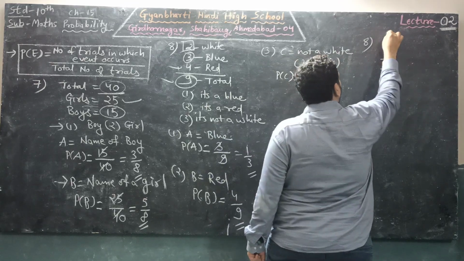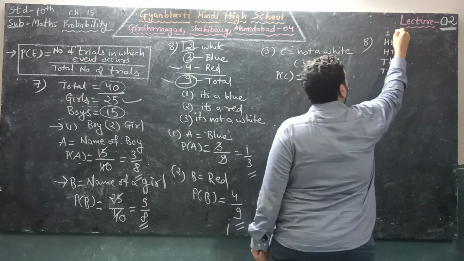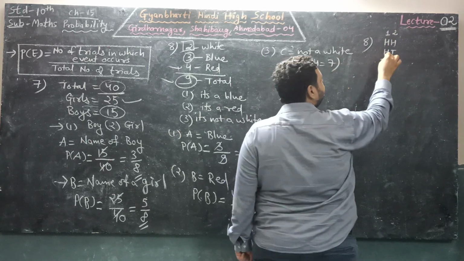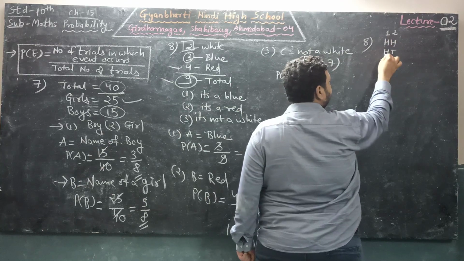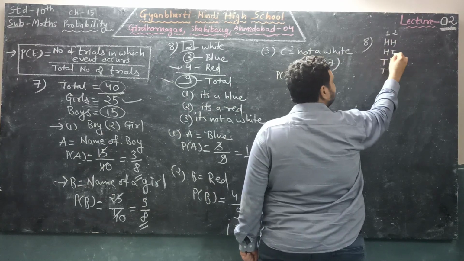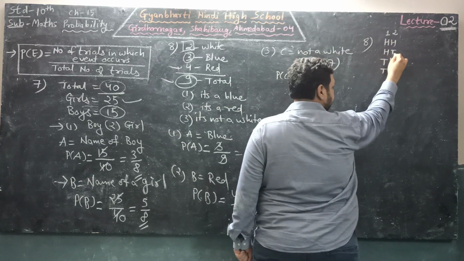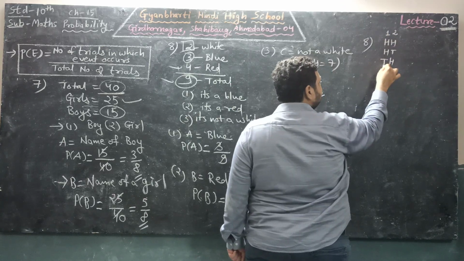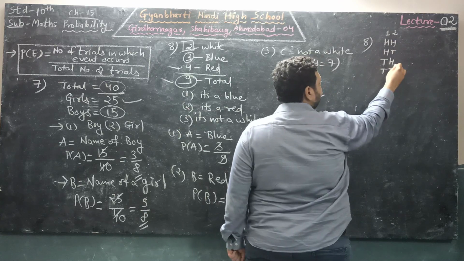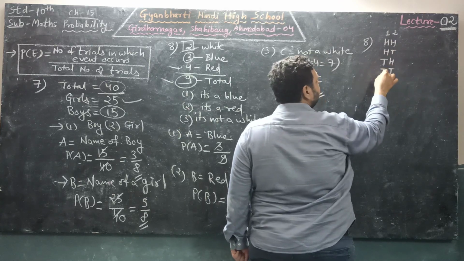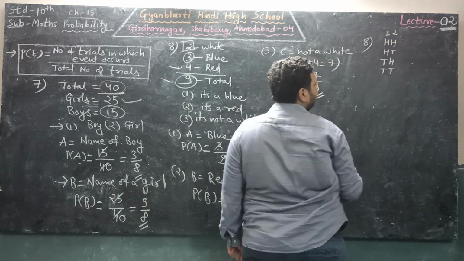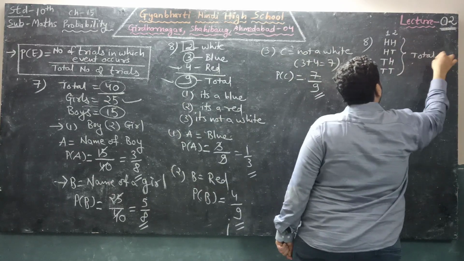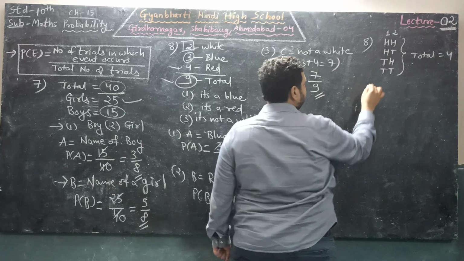On the first coin, she is getting head. On the second coin, again she is getting head. Second possibility is, on the first coin she is getting head and on the second coin she is getting tails. Similarly, third possibility, on the first coin she is getting tails and on the second coin she is getting heads, and the fourth possibility is on both coins she is getting tails. So total there are 4 outcomes.